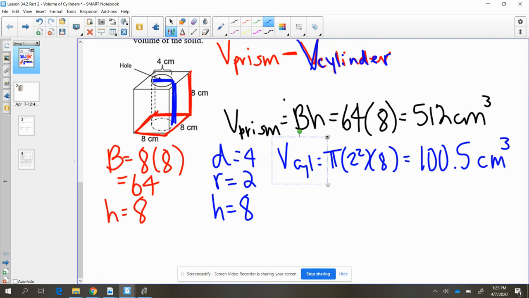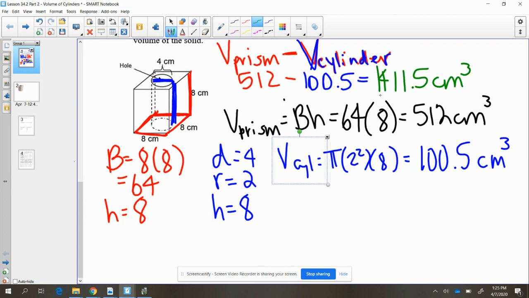cubic centimeters. Well, now going back up to the top, our total volume is the volume of this prism, which is 512, minus the volume of the cylinder, which was 100.5, for a total volume of 411.5 cubic centimeters.